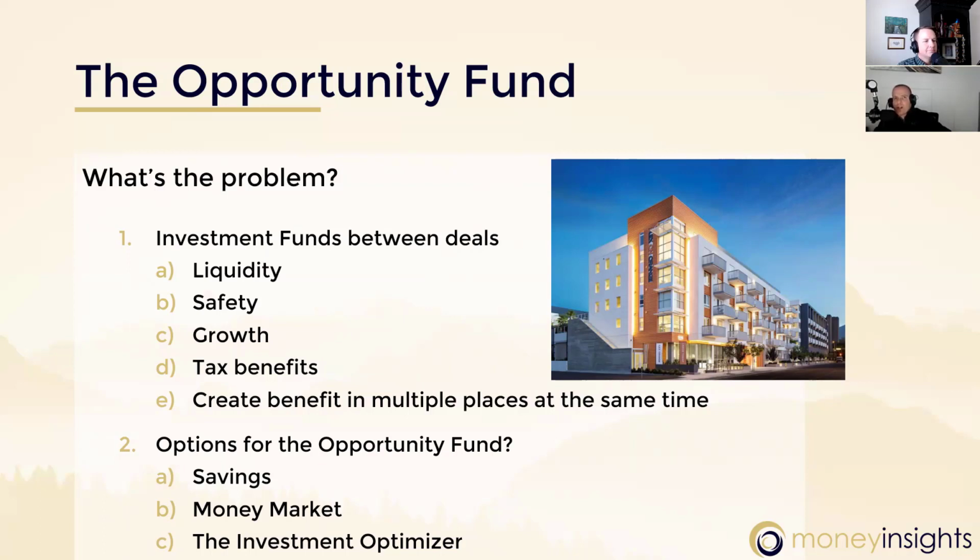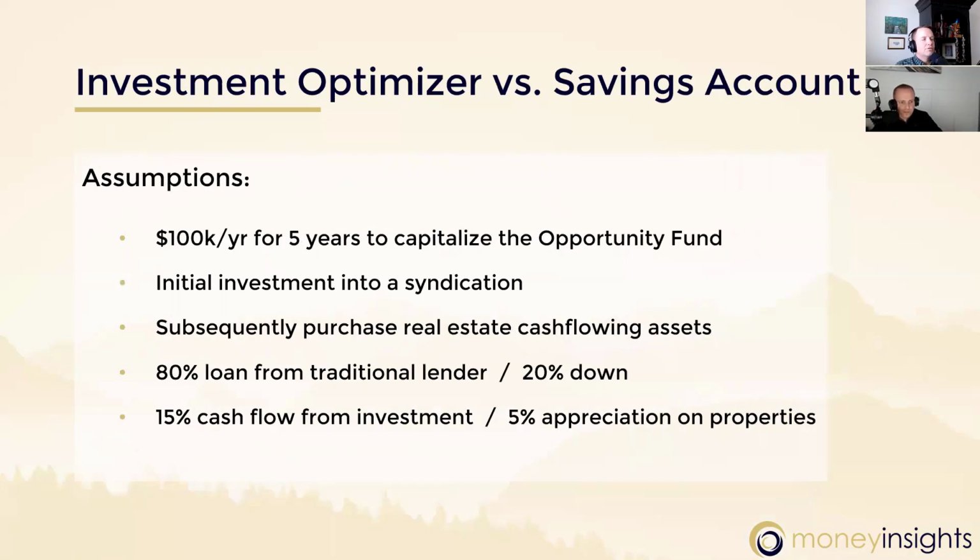Rod's done a great job of putting together numbers that really play out and show how the Investment Optimizer compares to some of the other things that people often use as their opportunity fund. Perfect. And so we're just going to do a head-to-head, right? We're going to say if I'm using the Investment Optimizer as opposed to the savings account, which is what we're proposing here, then how does it come out?